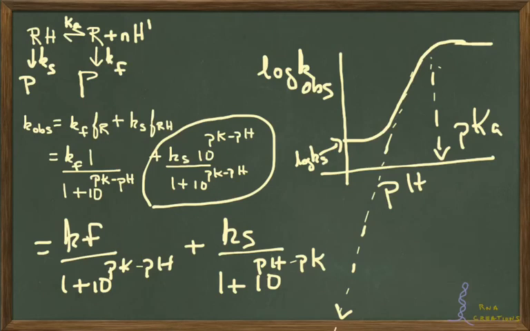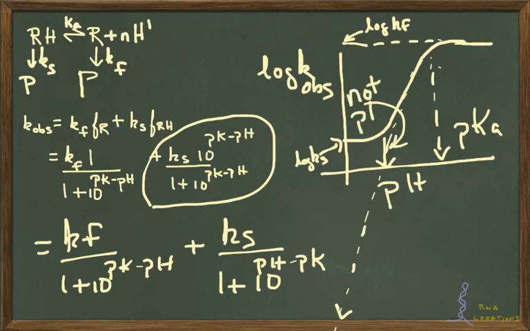And this one is the log of Kf. It'll eventually level off. An important point is that this rounding point here is not a pKa. There are some cases in the literature where people have thought those are pKa's, but they're not. They're a change in the productive, major reaction channel of the reaction.